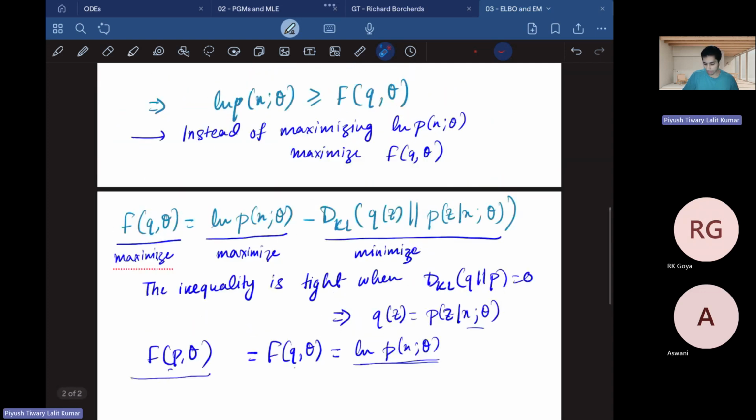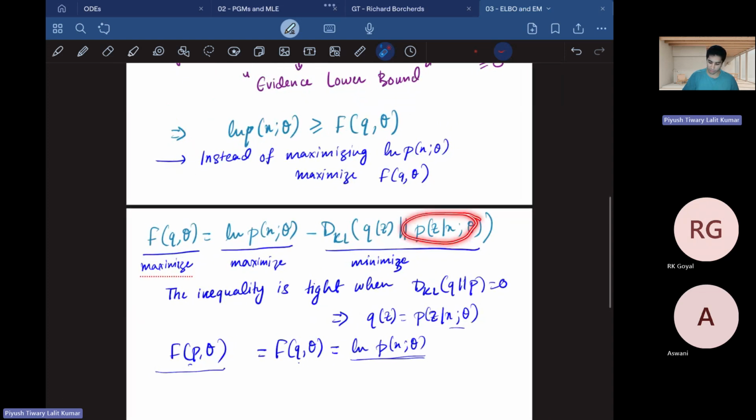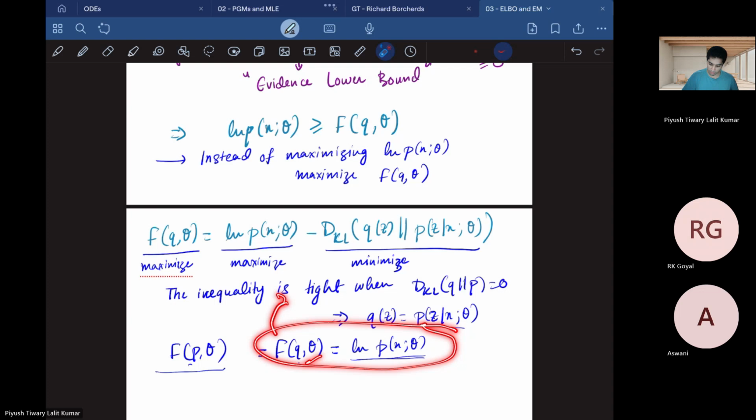But for the time being, you can assume that you are able to calculate this P of Z given X. In that case, is it clear what I'm trying to say, that we can do a double optimization? First, optimize on Q to make these things equal, and then optimize on P to make this thing equal.